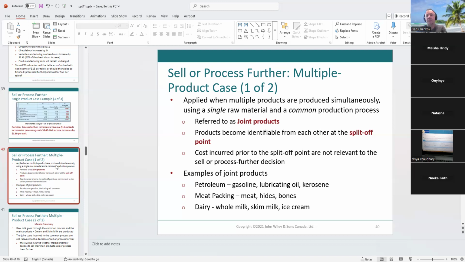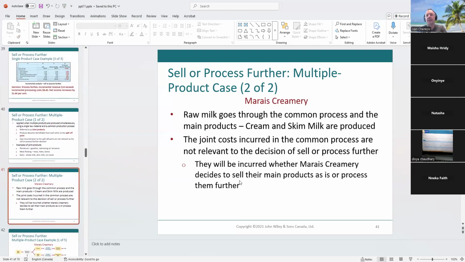Examples of joint products are dairy that we already saw, milk, where you can make whole milk, skim milk, ice cream; meat packing, where we can make meat, hides and bones; or petroleum, where we can make gasoline, lubricating oil, kerosene. Now let's see our example here. We're going to go with the raw milk, which goes through the common process and produces two products. From the raw milk, we're getting cream and skim milk.